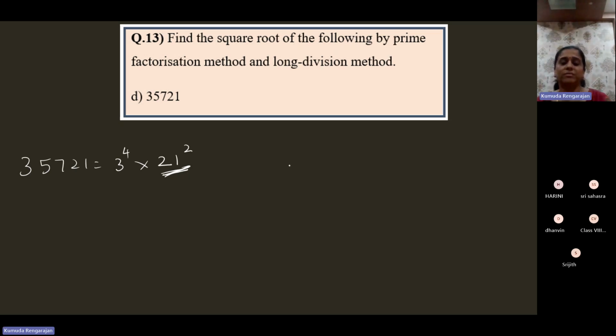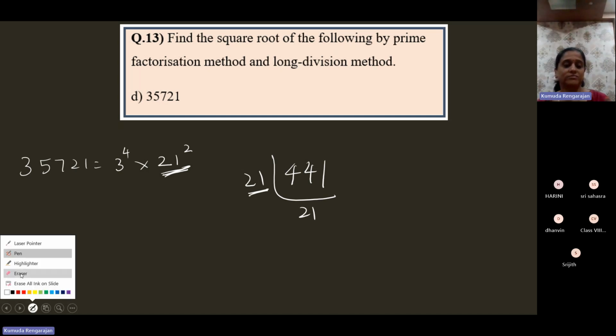See, I think because you got 441 and you know that 21 into 21 is 441, you've used that, correct? Yes, ma'am. No, 21 is not a prime number. Yeah, ma'am, I forgot that, my bad, sorry. But actually, the number. Yeah, tell me.